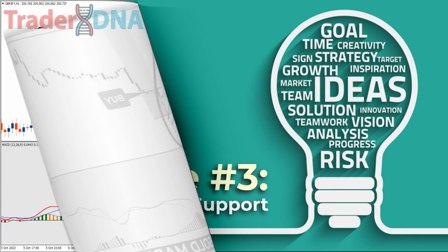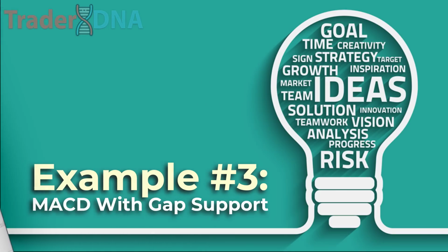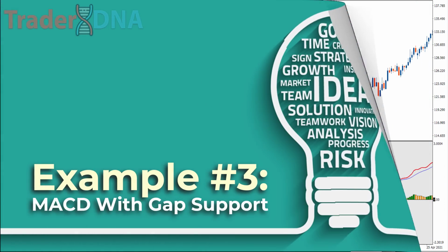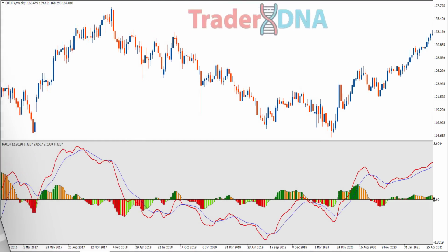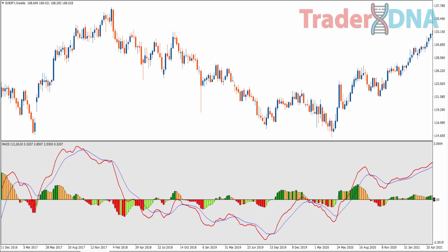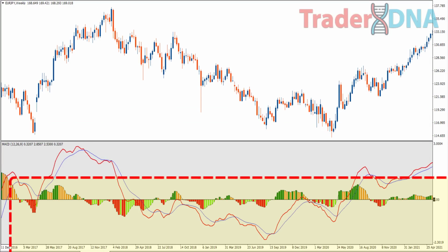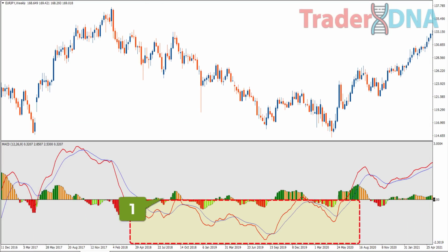Example number 3. MACD with gap support. Like many trading indicators, it's not advisable to rely solely on the MACD. It's a good practice to combine MACD signals with price action strategies. In this instance, let's examine how a MACD trading signal was supported by a previous price gap. First, the additional criteria were met here. The drop below the zero line confirmed that the market was in a technically oversold state.